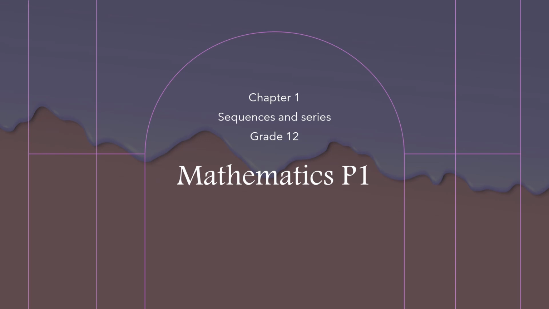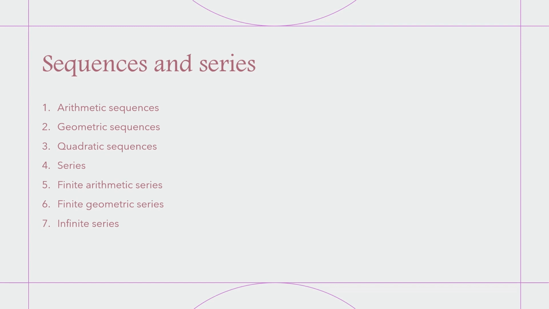Today we are going to look at Mathematics Paper 1, Chapter 1. This is sequence and series. Basically, on sequence and series, we have arithmetic sequences, geometric sequences. We also have quadratic sequences, and quadratic sequences, if you remember, you covered them in grade 11. And then we also have series, which is arithmetic series, geometric series, and infinite series.